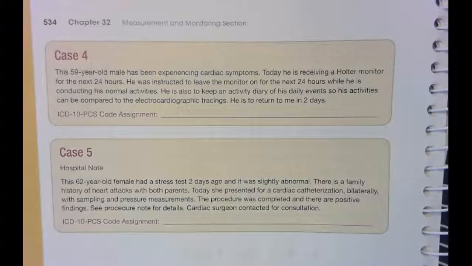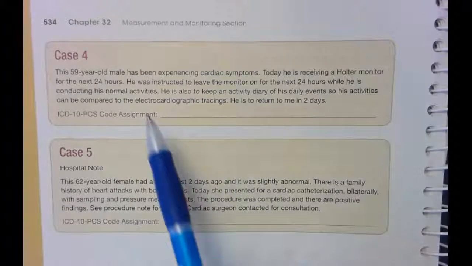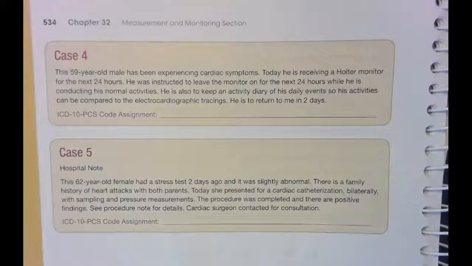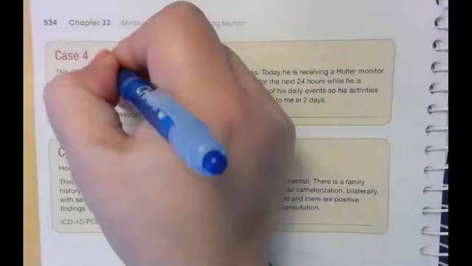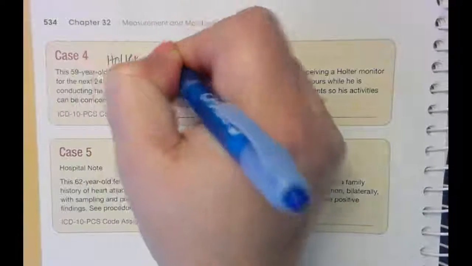There we go. Okay, so case 4 is a 59-year-old male, has been experiencing cardiac symptoms. Today he's receiving a Holter monitor for the next 24 hours. He was instructed to leave the monitor on for the next 24 hours while he's conducting his normal activities. He's also to keep an activity diary of his daily events so his activities can be compared to the EKG tracings. He is to return in 2 days. So then for that one's really easy. You would just look up Holter monitoring.